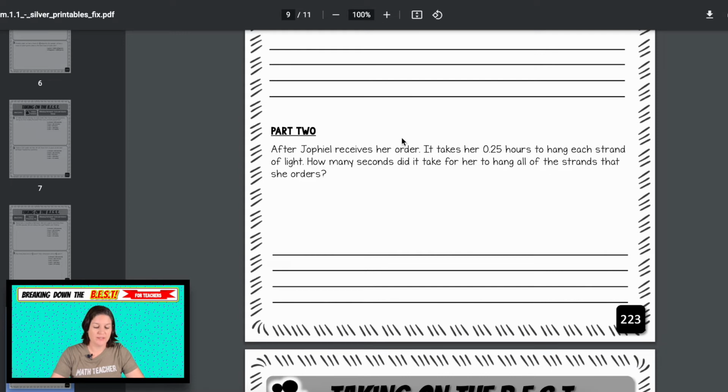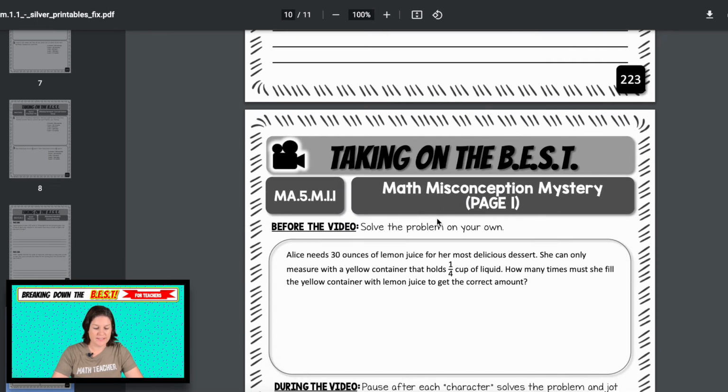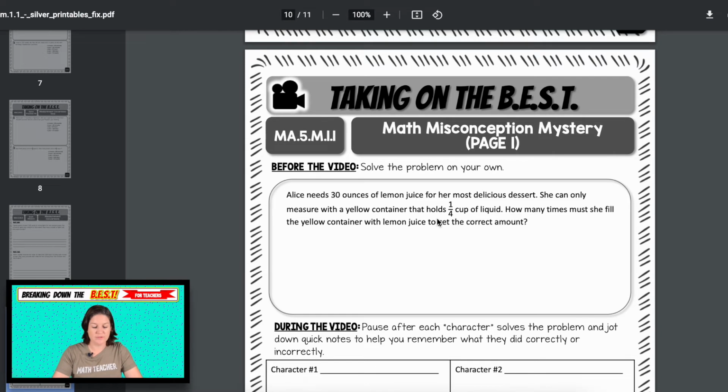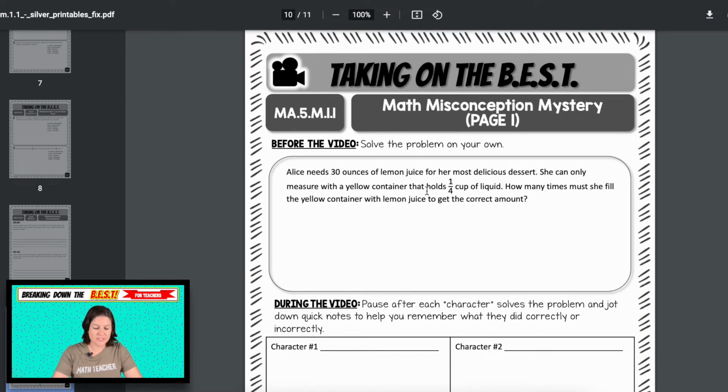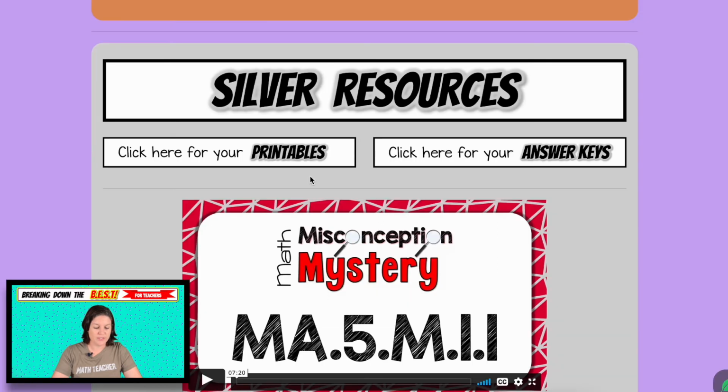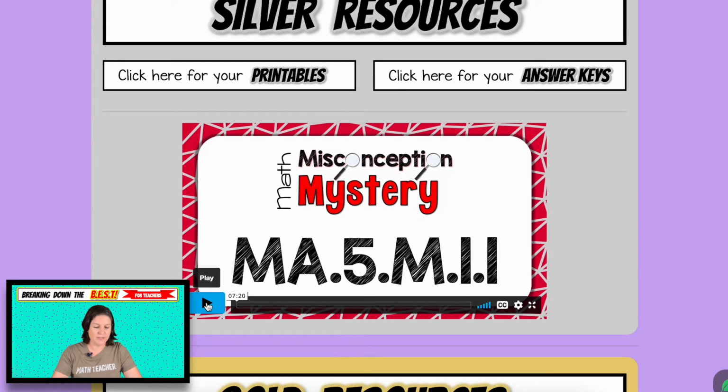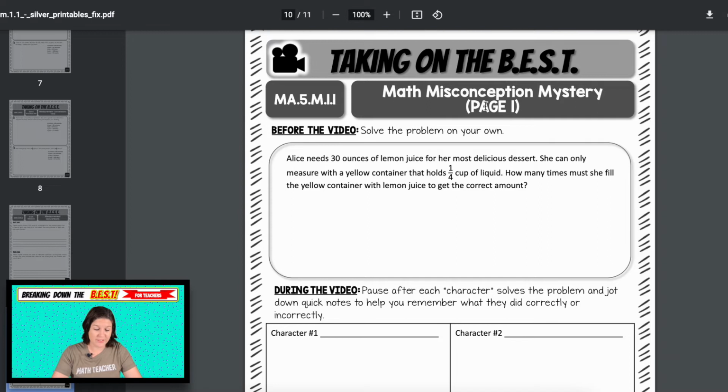Okay, and then talking about the lights, but now we're saying how long it's going to take to do it. So now we're working on that time measurement, going from hours into seconds. The last aspect of the Silver Plan is the Math Misconception Mystery episode. That is where you just click play right here, click play, and I'll walk you through everything.